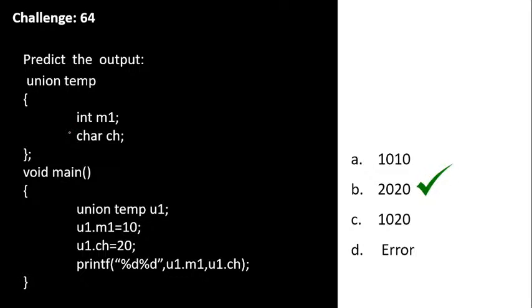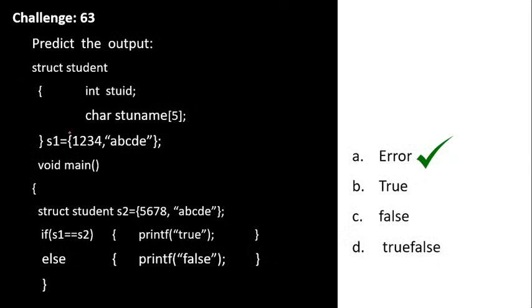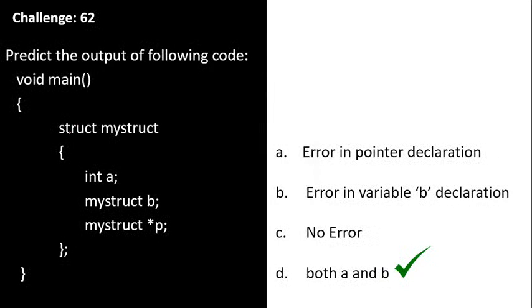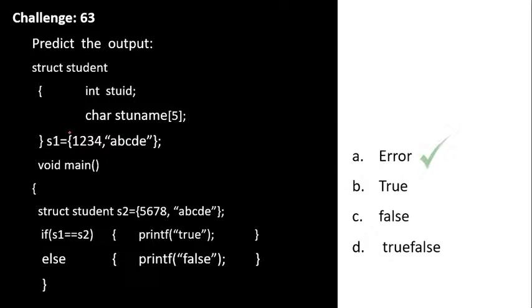You saw this, I guess. Yes. This you wouldn't have seen, but okay, let's see. So struct student: student ID, student name. S1 is equal to 1234 ABCD. Now struct student S2 is 5678 ABCD. So both the students have the same names.